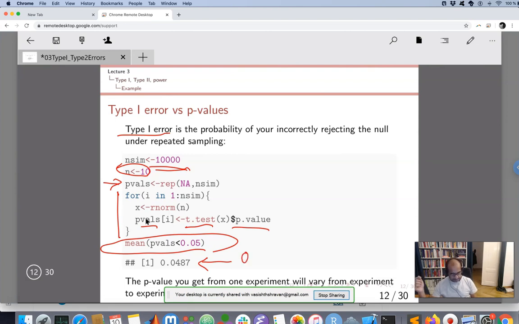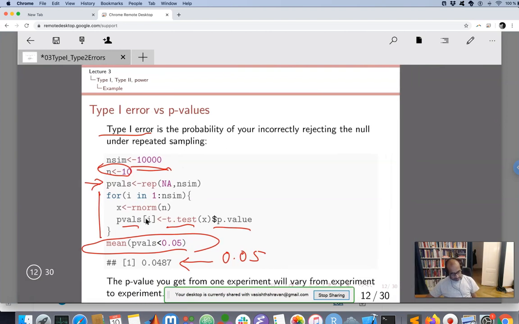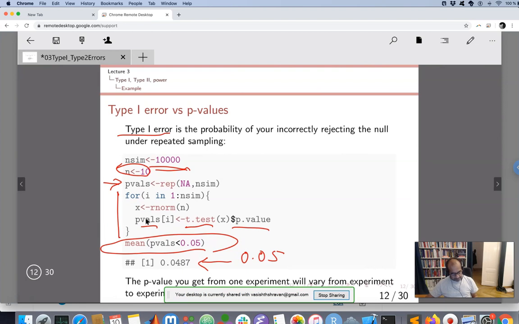And so you can see that as expected, our type 1 error is 0.05 because we set it up like that, right? So the test works. It's just a sanity check here, right? All right, so remember though that these p-values that are stored here, these are under repeated sampling.